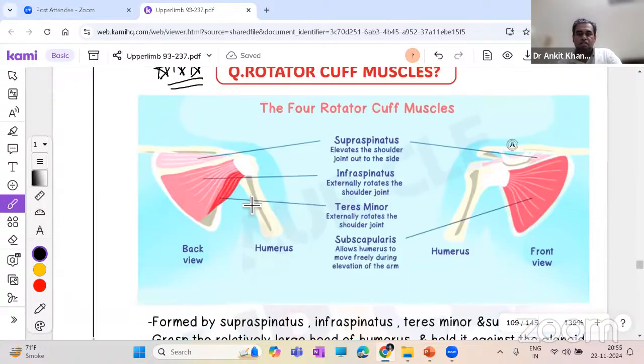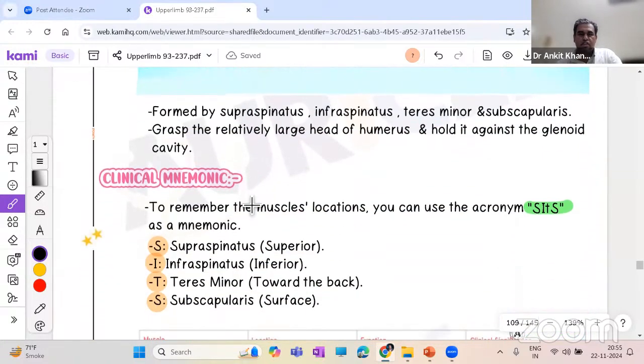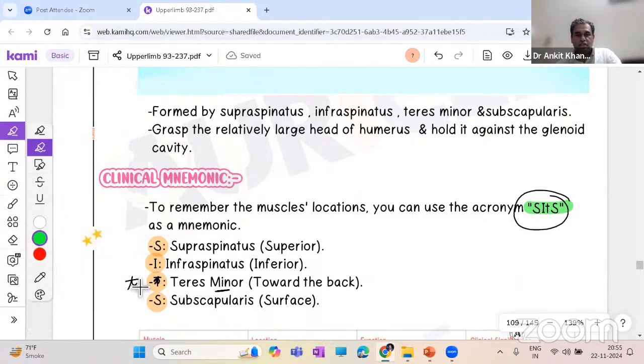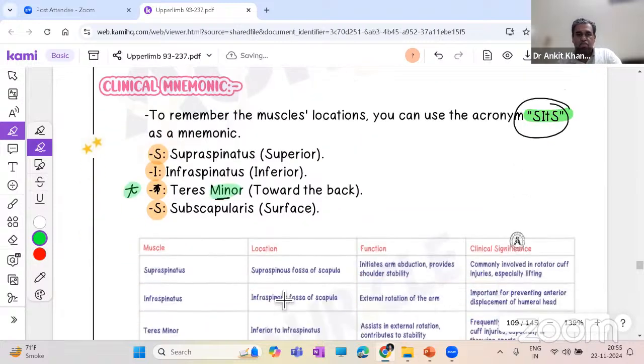The four rotator cuff muscles, the mnemonic I told you is SITS. Yes, here it is. S, I, small t. Why the small t, not a bigger T? Because it is minor. Remember this, as I always keep on telling, because people do make mistakes. There is teres major muscle also. SI small t is teres minor. And please remember these four muscles.